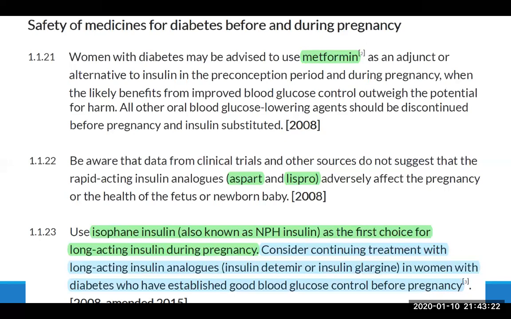But of course, yes, this is my first time to hear that insulin glargine can be used during pregnancy, only detemir or Levemir. Yes, this is my first time.